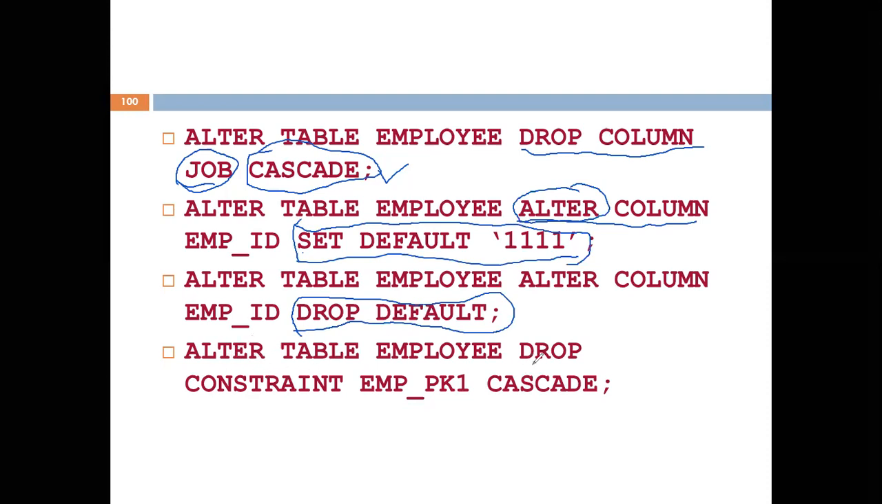So alter table employee drop. We are not dropping the column, here it is drop constraint, followed by the name of the constraint. So far we have not discussed how to give a name to the constraint, even though we declared a primary key and foreign key. We had not given a name. Just like attributes, we can also give a name to the constraints.